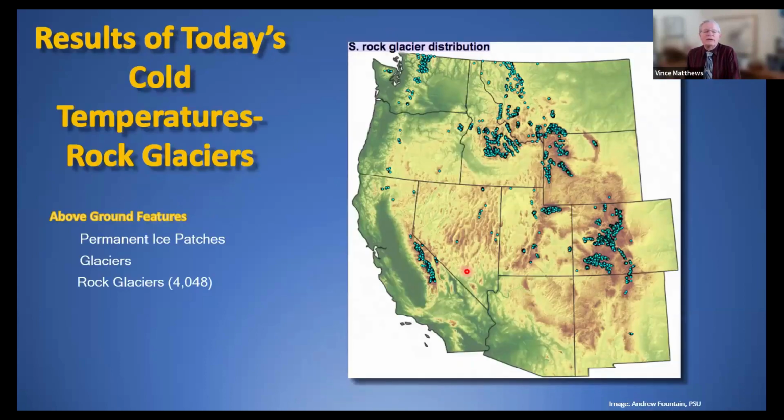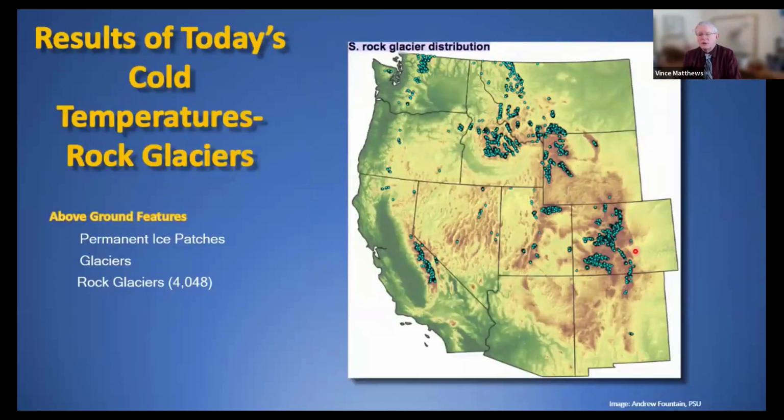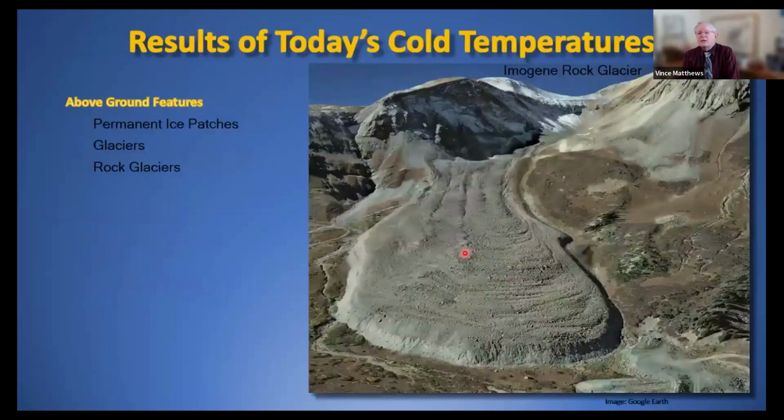So one of the things that we get from a result of these cold temperatures are rock glaciers. And the rock glaciers are all pretty much above 12,000 feet in terms of where they form. This was a count that was done by the Portland State University Geography Department. They got over 4,000 rock glaciers. That's double the number that Idaho, which was the second, had. And it is the majority of the rock glaciers in the Western US. They analyzed 10 states for rock glaciers. And this is what one looks like.